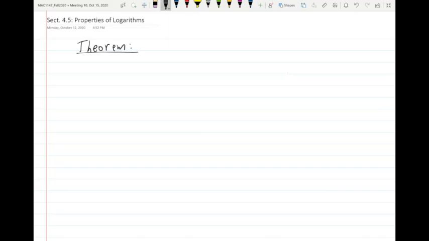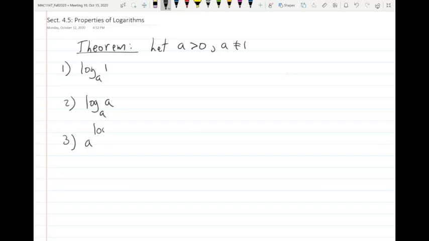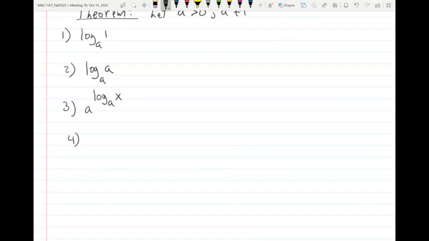All right, so theorem. These are properties of logarithms, and the setup here: let a be a positive number different than 1. We're going to be using it for the base of our log. And there are several properties here. Let's see. Number 1, log base a of 1. And you will tell me some of these properties, because you already know them. Number 3, a to the power of log base a of x. Number 4, log base a of a to the x.